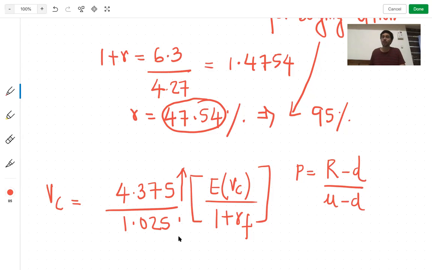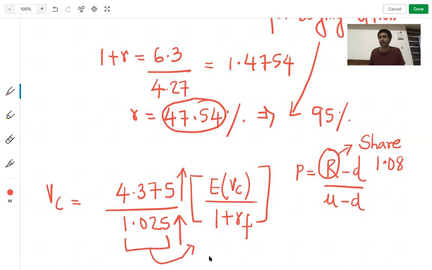And then we also saw that the discount rate for an option over here has also gone up. The R that is used over here is the expected return of the share, which is why we used 1.08. And the R that is used over here is actually that of an option. The discount rate that needs to be used is that of an option.